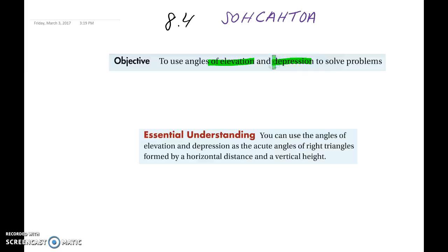All right, and one of the things that you need to understand for this video is that you can use the angles of elevation and depression as the acute angles of a right triangle. What's key is that these angles of elevation or depression are formed by a horizontal distance and a vertical height. We'll go over exactly what this is, but because we have a horizontal distance and a vertical height, we create these right triangles that allow us to use our trigonometry, right? So it allows us to solve problems using the horizontal distance and a vertical height.